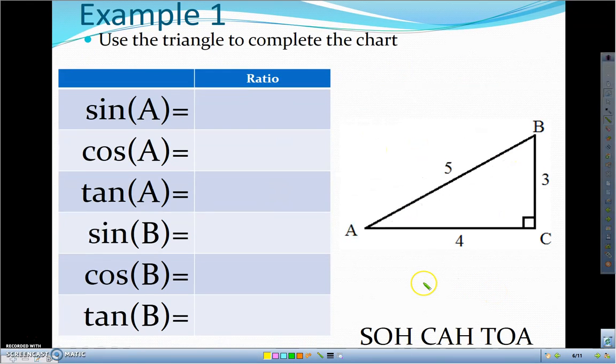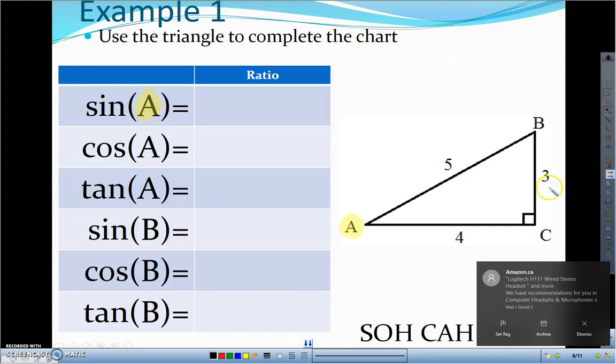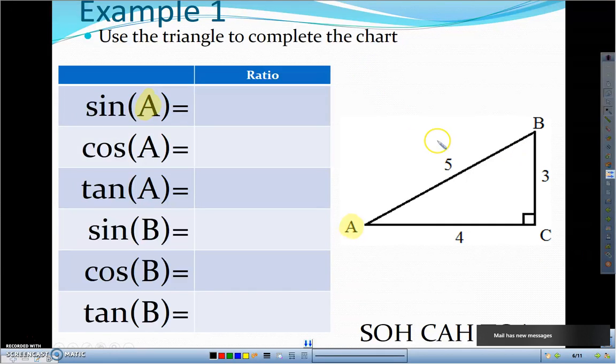So here we've got sine A, cosine A, tangent A, and when we look at this, notice that it is A that we're looking at. So here's A, and what I would do at the start of this is label these according to the sides. So this here is the hypotenuse. We're going to put an H.